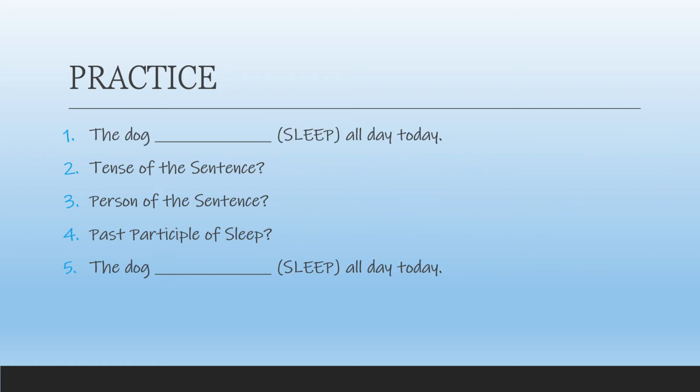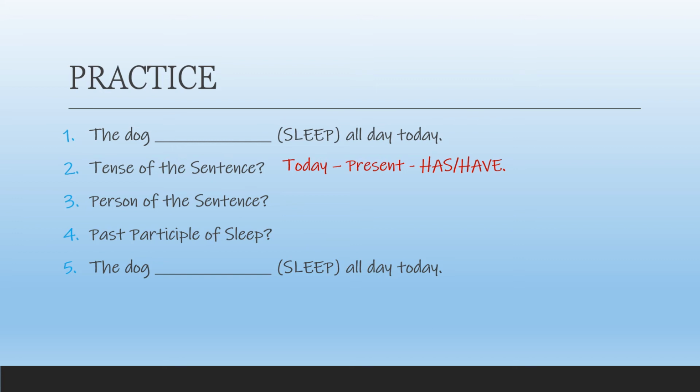This is another example to practice. The dog dash all day today. So again, what is the tense of the sentence? We are talking about something that has happened today and it is still continuing, right? So it is in the present tense. So the verb we shall use is either has or have.